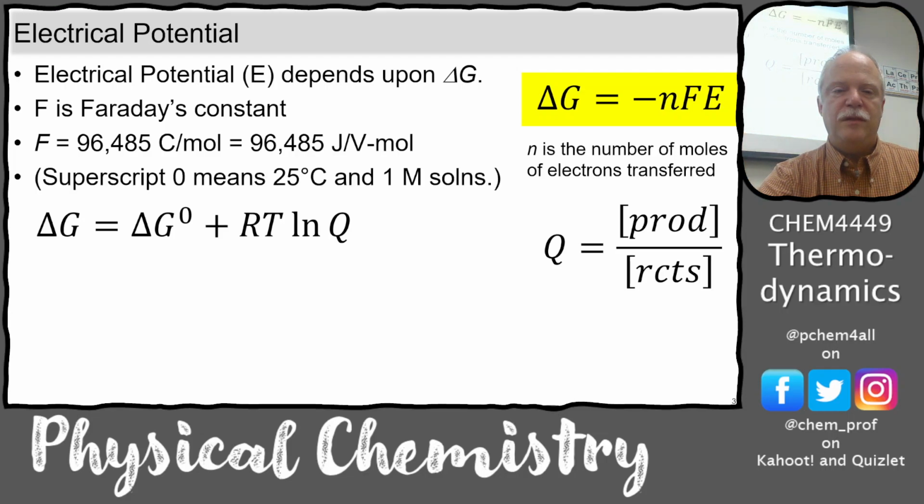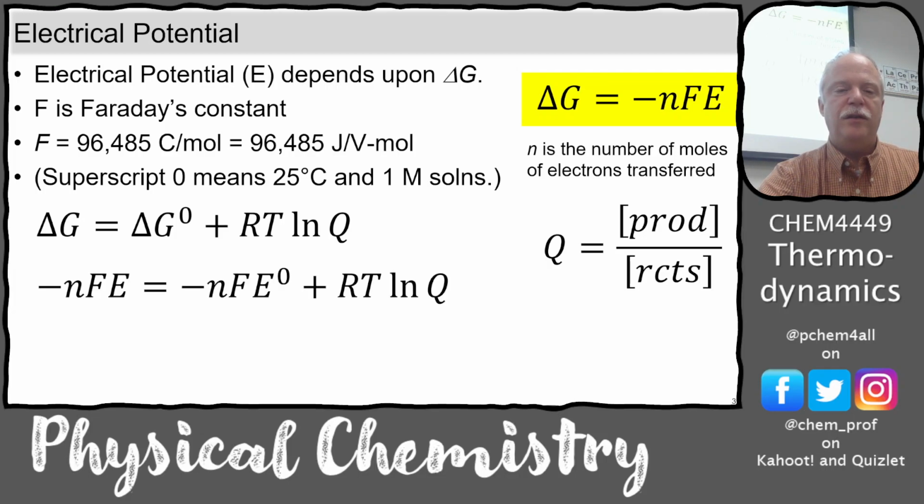And so this superscript 0 means at 25C and 1 molar solutions. So that would be the standard Gibbs energy. If we substitute in that nFE, then we have a standard potential that corresponds to the standard Gibbs energy. So we could calculate the standard Gibbs energy using our tables. That would give us the standard cell potential. Then we could put in other concentrations for Q, and we would get some adjustment to that standard potential, and we would get the actual potential of that cell.